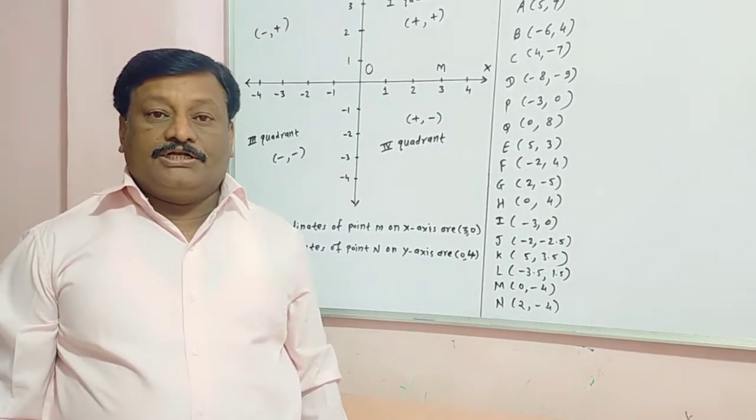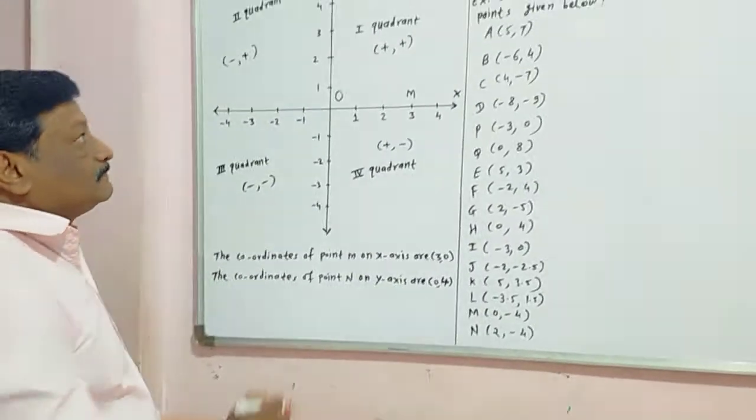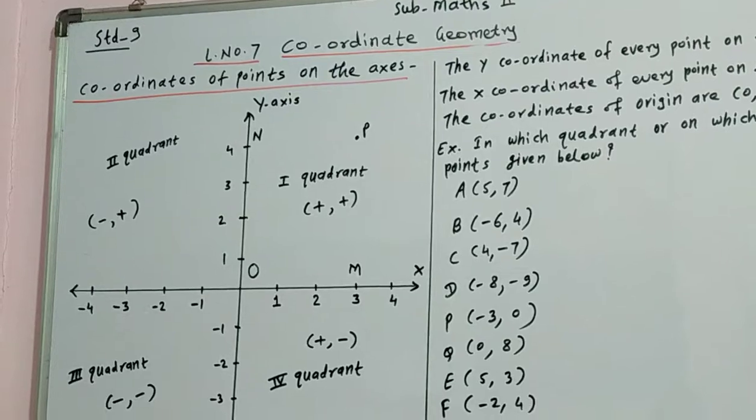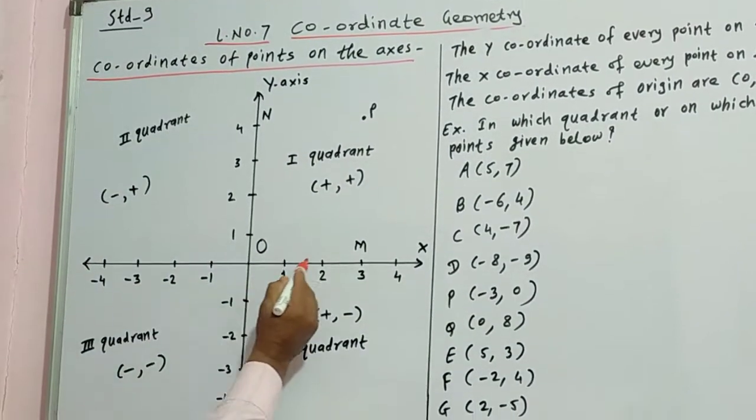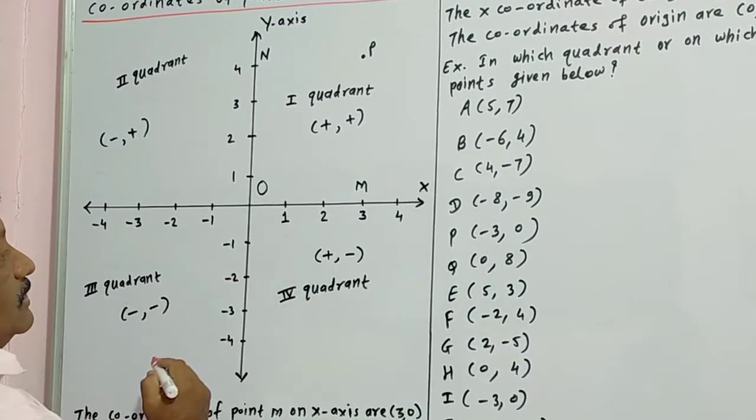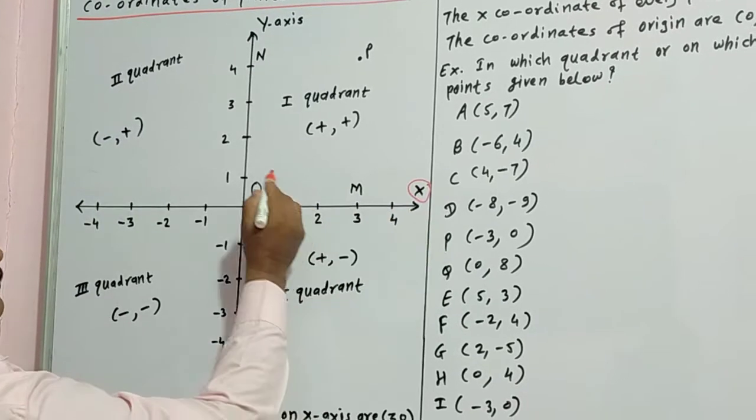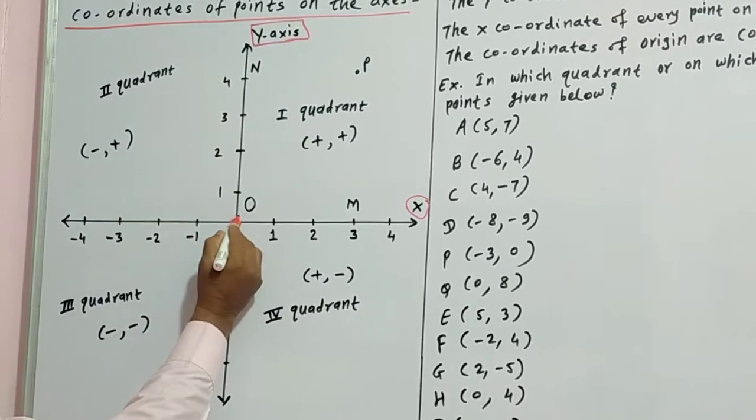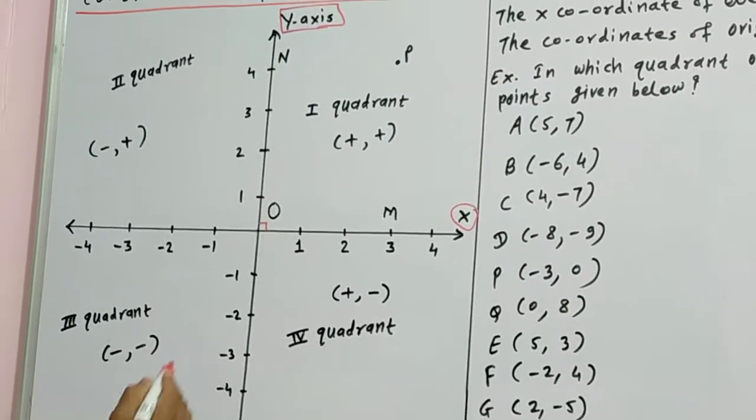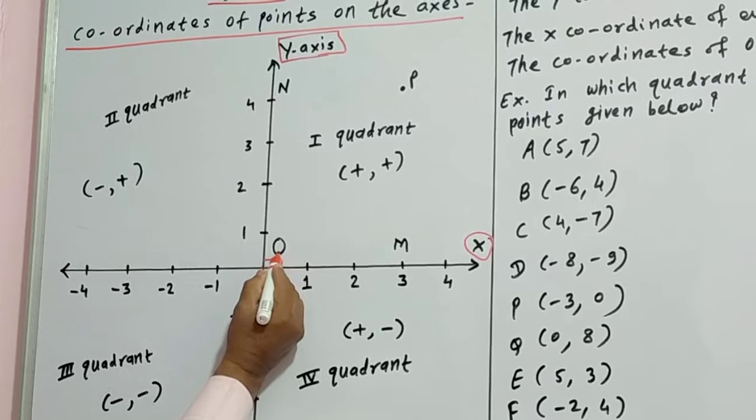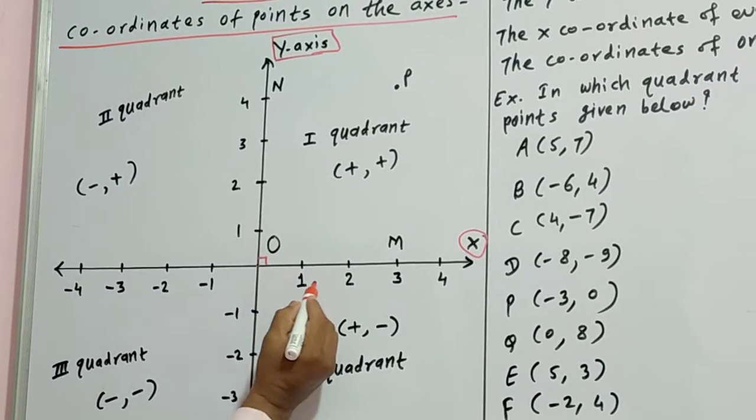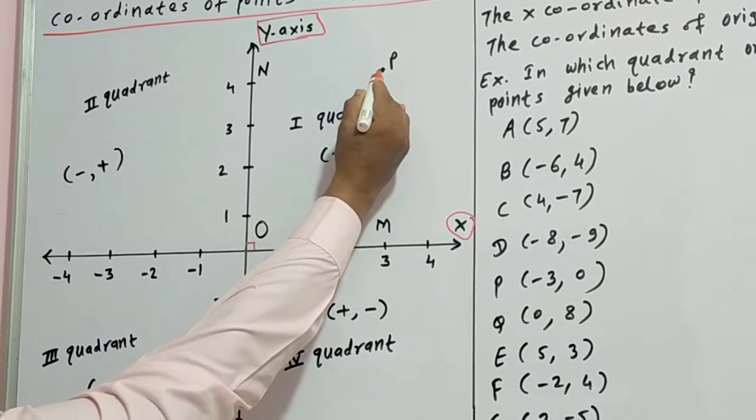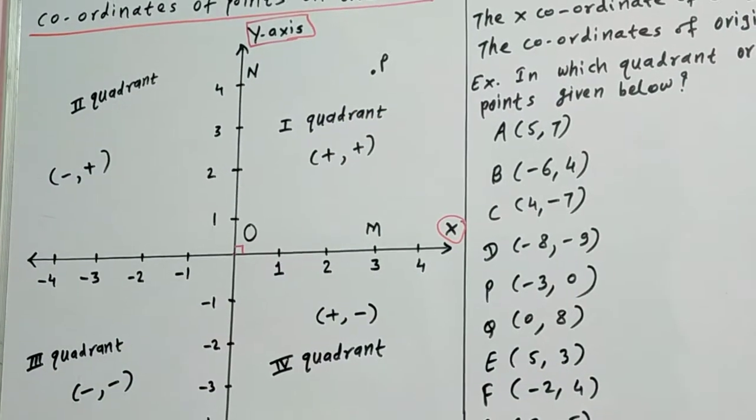Now we will see coordinates of points on the axis. Now here you can see a horizontal number line. It is the x-axis. Then a vertical number line, the y-axis. Both are perpendicular to each other. Now this point O is the origin. Here point M is on the x-axis, point N is on the y-axis, and point P is in the first quadrant.